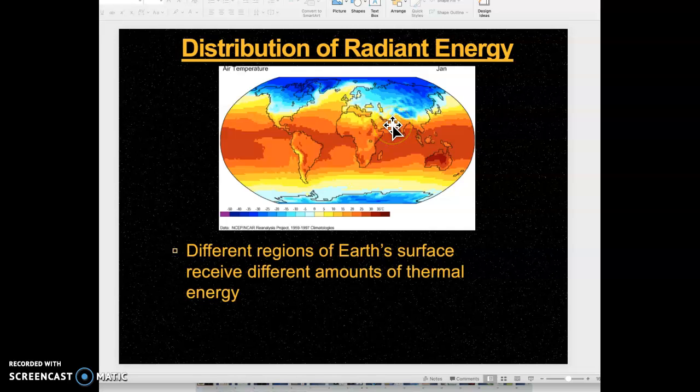This is showing how radiant energy is distributed differently depending on where you are on the planet. Hotter in general in the middle, right? Australia, Sahara Desert, Brazil. Colder in Tuktoyaktuk, Russia, Antarctica. Okay, polar bears, penguins.